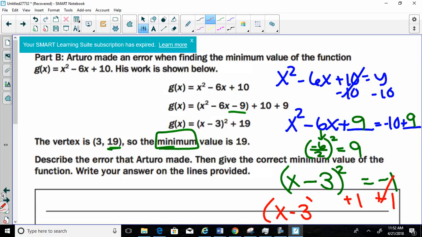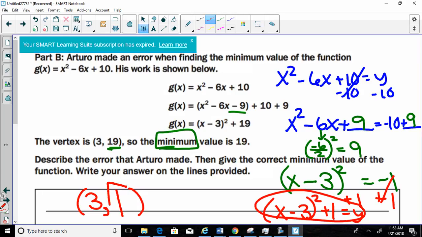I thought you had to do the square root so that it wouldn't be squared anymore. No, because they want us to get it in vertex form. If I were to square root both sides, that would get me my x-intercepts. And so, remember, the vertex is the opposite of what's in the parentheses. So what's the opposite of negative 3? Positive 3. And what's the y-coordinate of your vertex? Positive 1. So what is the correct minimum value? 1. Remember, the minimum is 1 because that's just your y.